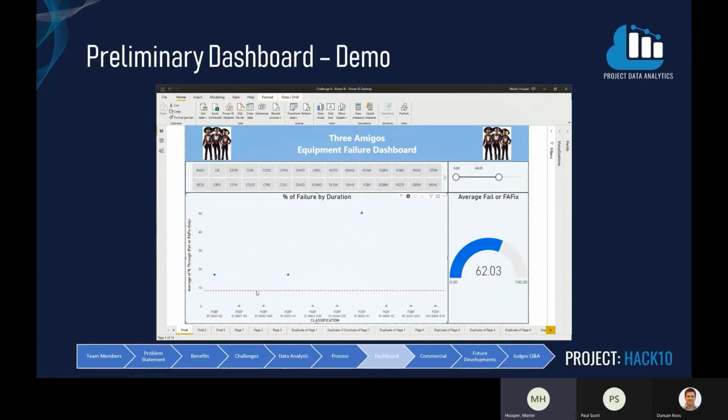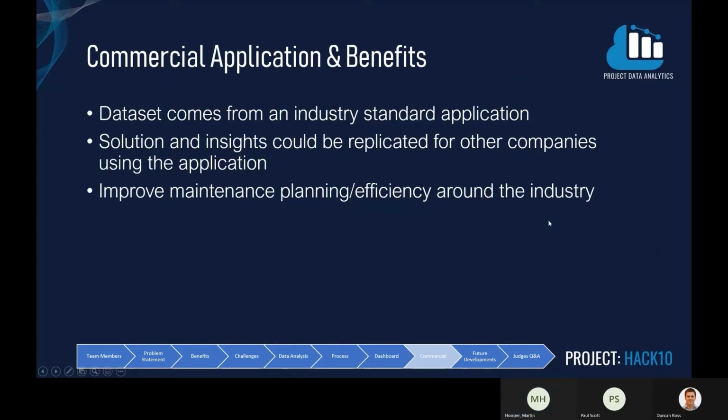Once you drill into those classifications, this takes you to a level with equipment. So you could see within the classification the equipment which was bringing down that percentage, which gives you an idea of what equipment was failing before others. Move on to commercial. In terms of the commercial applications and benefits, this data set that we had came from an industry standard application. So any insights could be shared, improving maintenance planning and efficiencies for everybody across the industry.